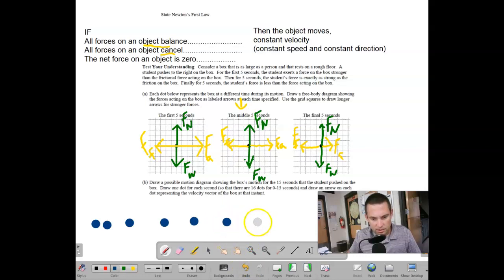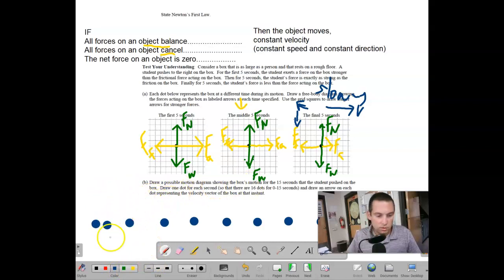I'm going to do my best to make these equal. And then what's happening here? Well, remember, if we have velocity in this direction and our net acceleration, or our net force, is in the opposite direction, then that means we're slowing down. So we are now accelerating, but slowing down. Sometimes you may hear that called decelerating. So here's our motion diagram.